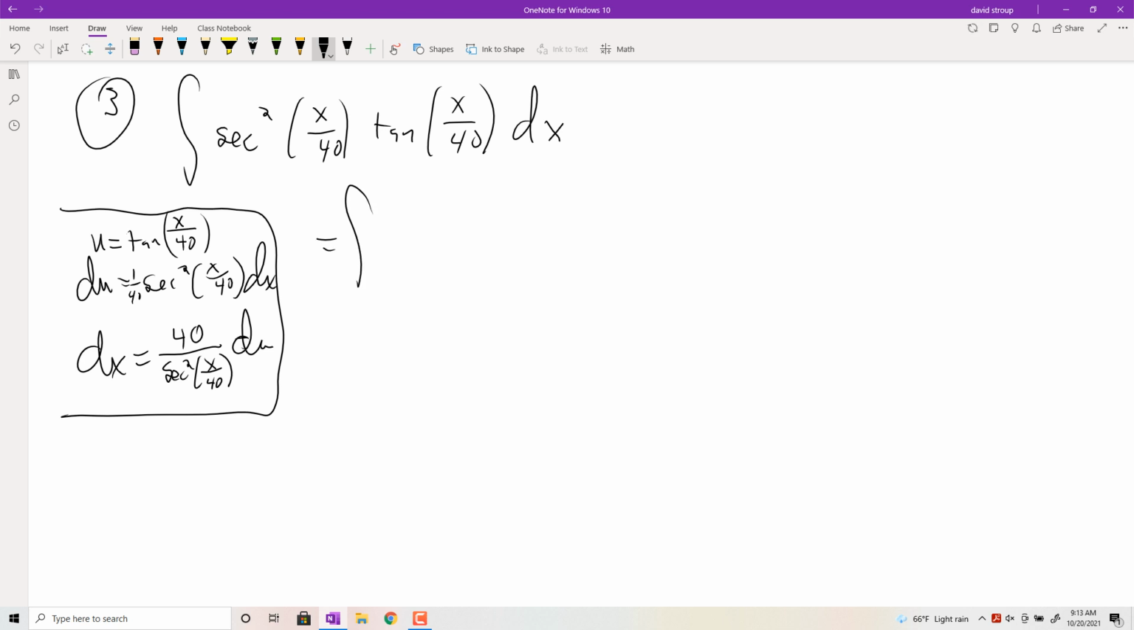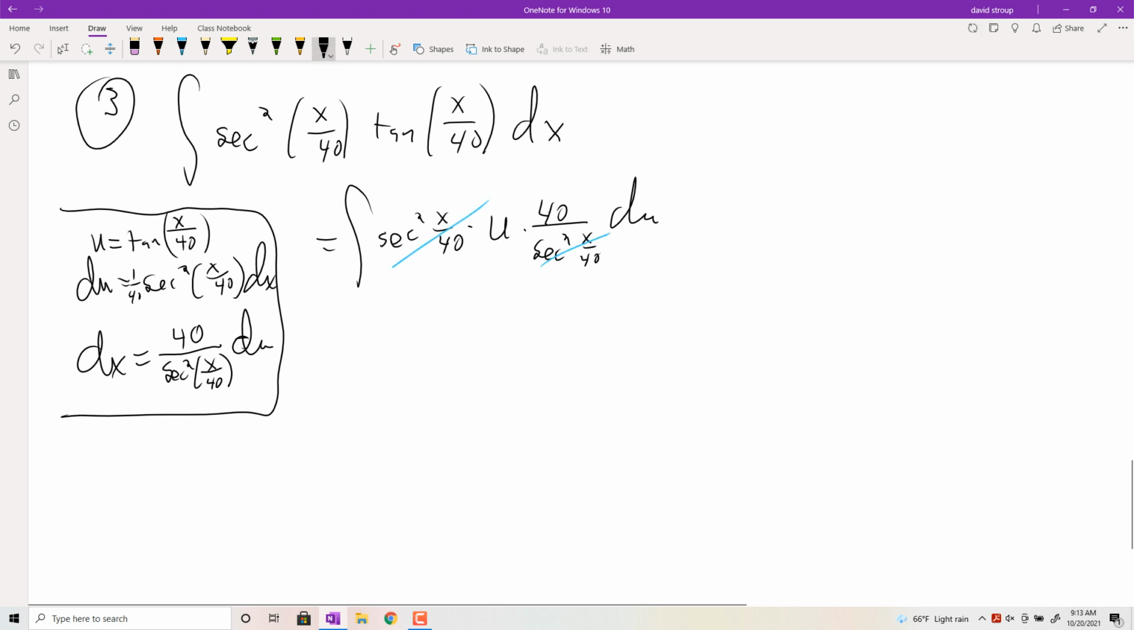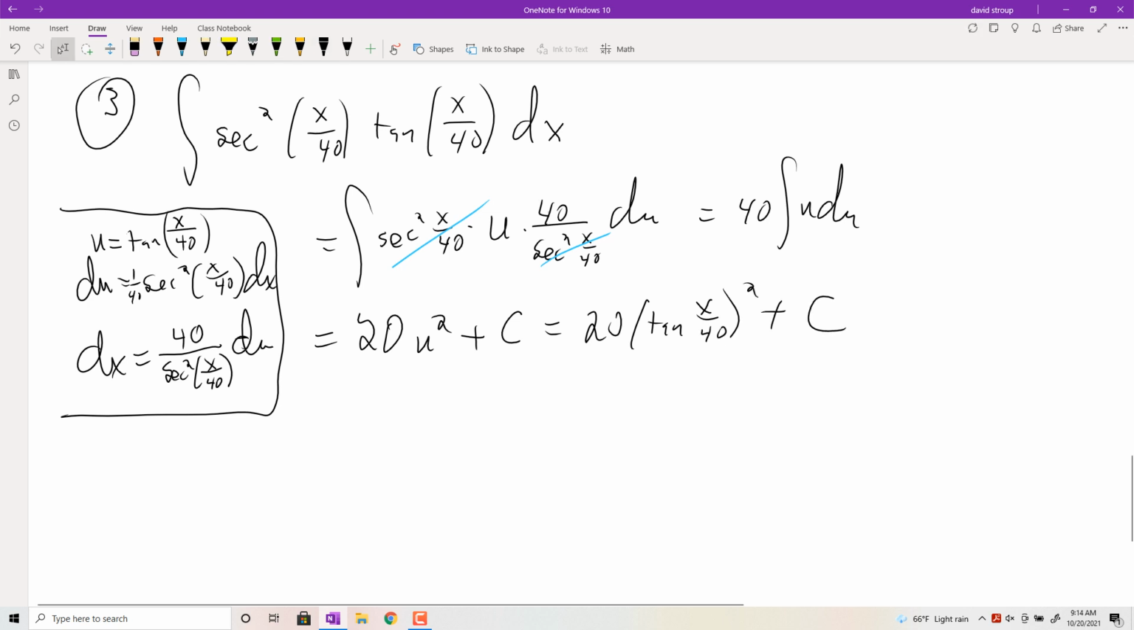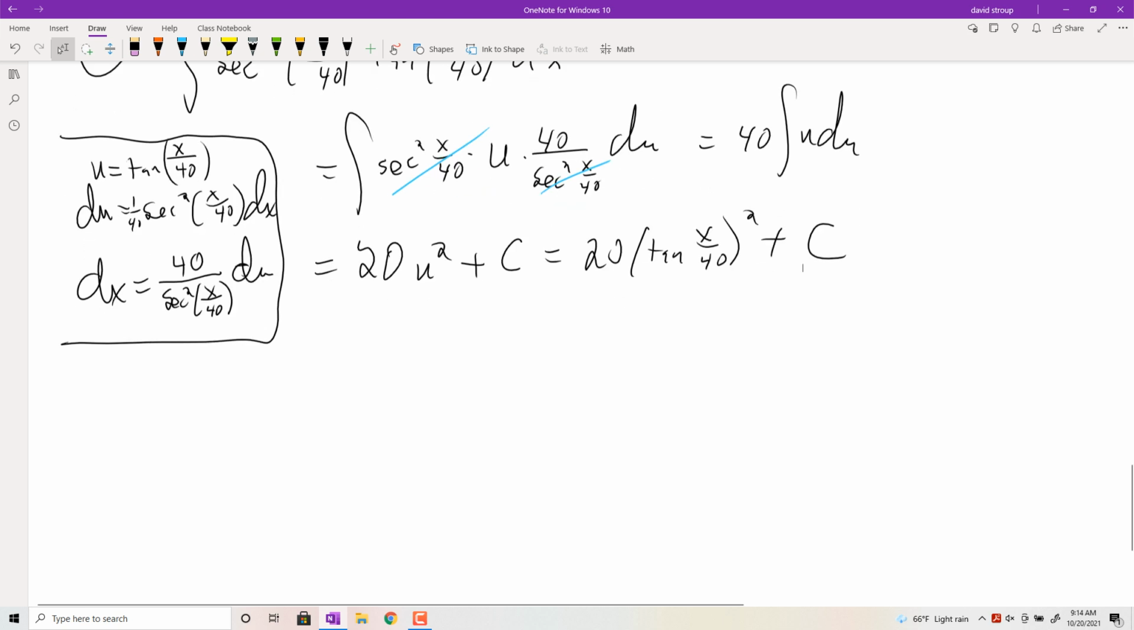The integral becomes the integral of secant squared of x over 40 times u times dx, which is now 40 all over secant squared of x over 40 du. So nice little cancellation on those guys. Factor out the 40, so the integral of u du, power rule it, and I end up with 20 u squared plus c, back subbing, 20 times tan of x over 40 squared plus c. Okay, so hopefully those are kind of smooth sailing.